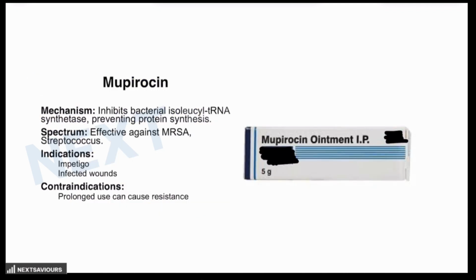Another one is the mupirocin ointment. So it inhibits the bacterial isoleucyl tRNA synthetase, preventing protein synthesis. The spectrum, it is effective against methicillin-resistant Staphylococcus aureus, because Staphylococcus aureus is the most common organism responsible for causing infections in these wounds. That is the reason why mupirocin is a very commonly used cream or ointment in general practice, and it is also effective against streptococcus. So what are the indications? Impetigo, infected wound. The contraindication, as you know, is that prolonged use can result in the development of resistance.